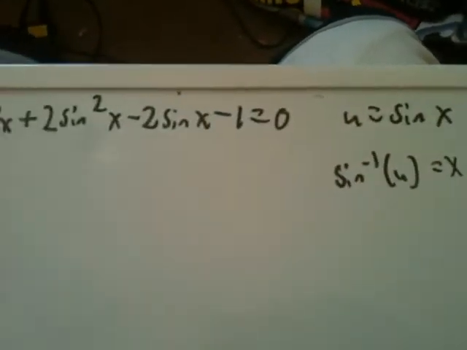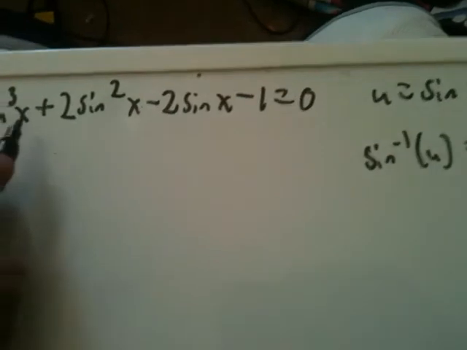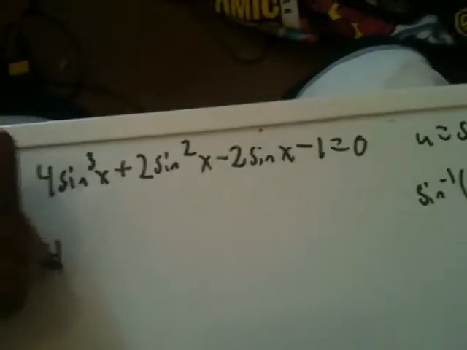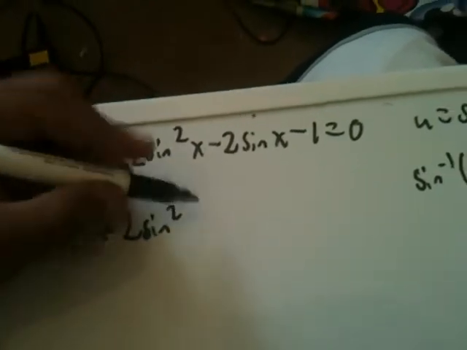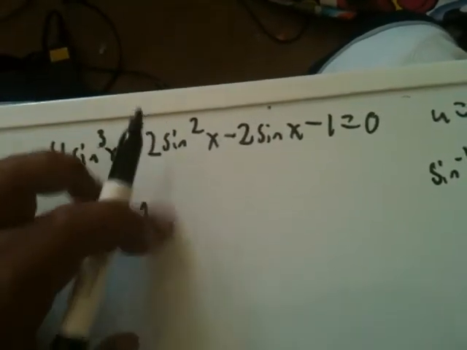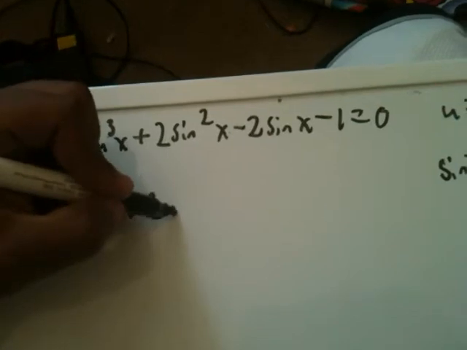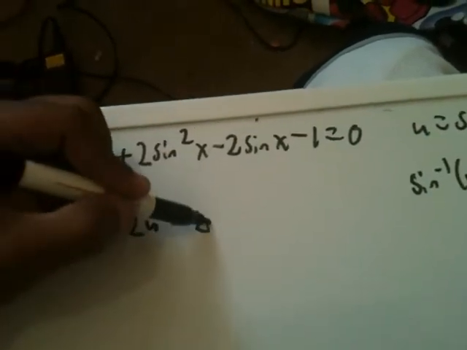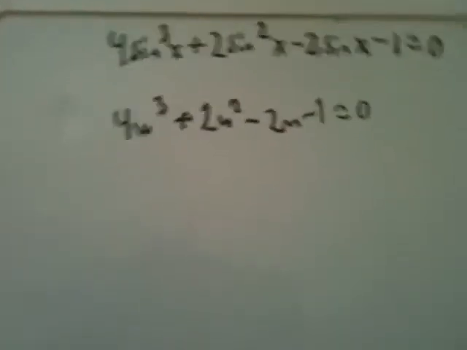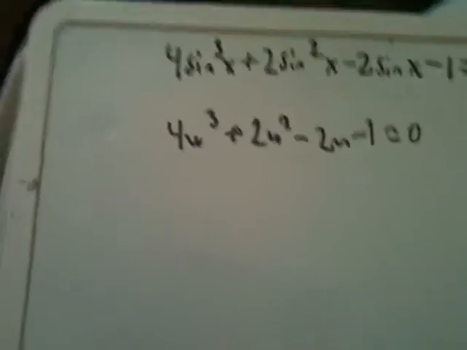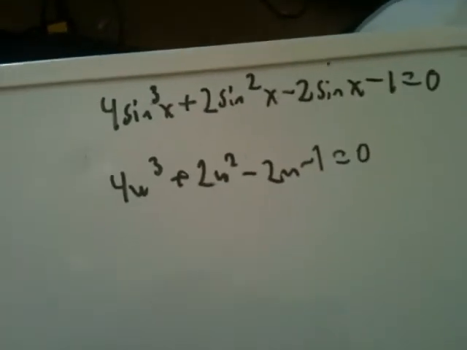So we can rewrite this entire equation by replacing every sine with u. It's going to be 4u cubed plus 2u squared minus 2u minus 1 equals 0. And now, if you haven't watched my videos on polynomials, you can go right ahead and click the annotation link.